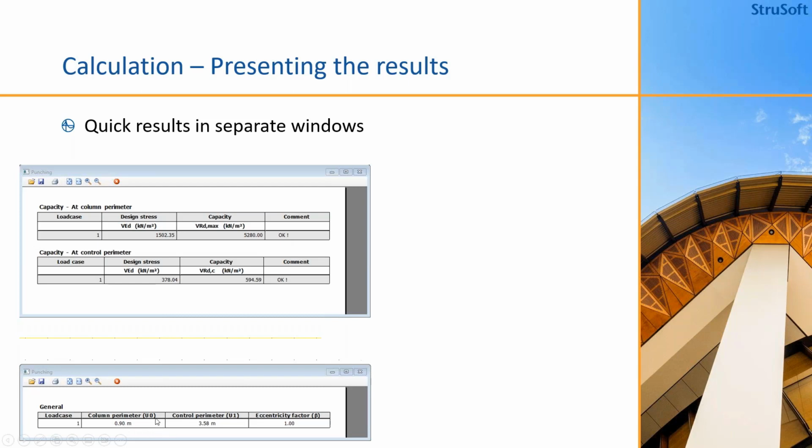So you can see what the column parameter u0 is and the control parameter of the punching cone and what the parameter of that is. And also we can see the eccentricity factor beta here. And for an inner column, it will be calculated, but for edge and corner, we will use the Eurocode values.